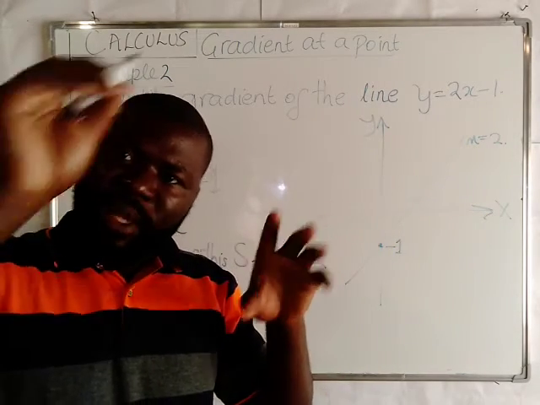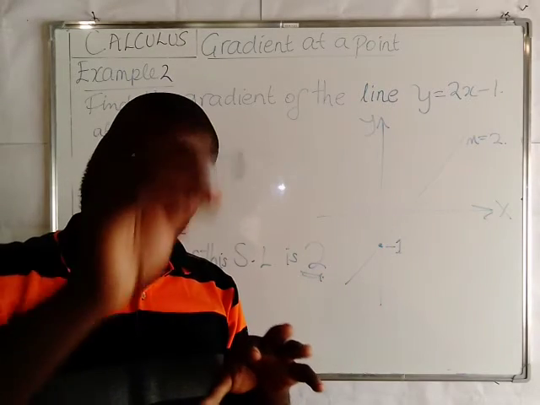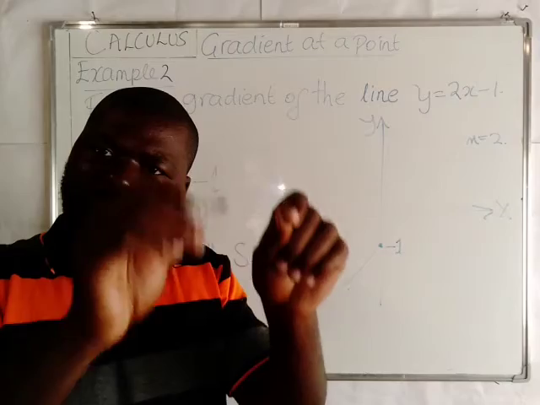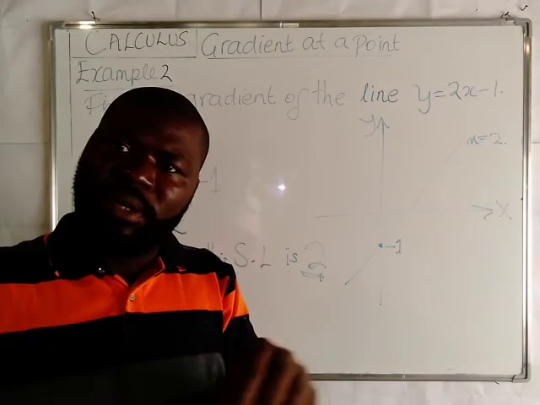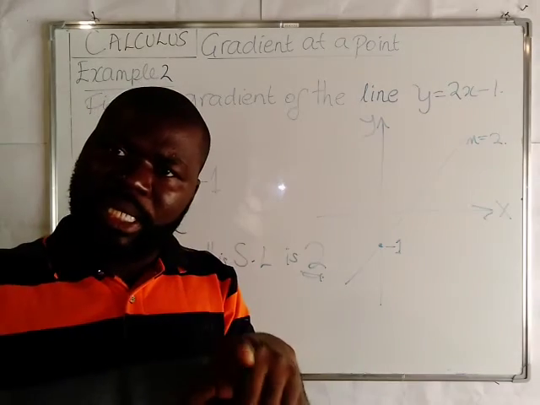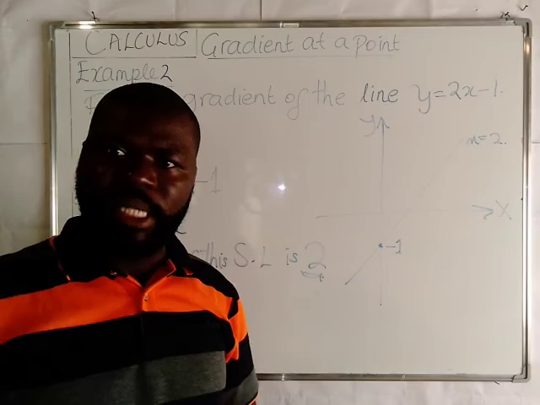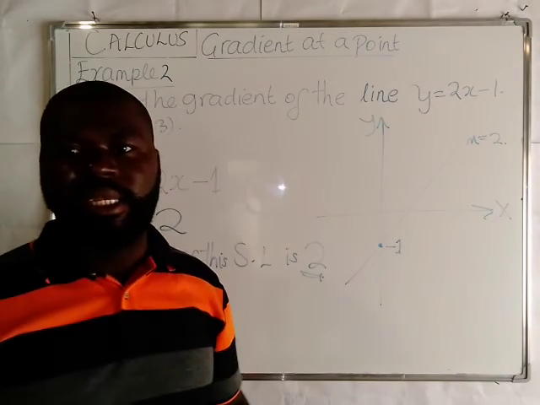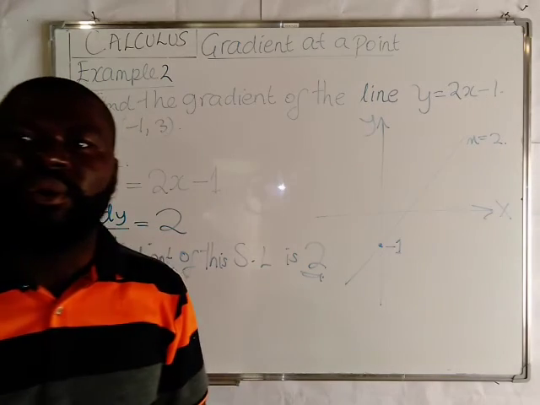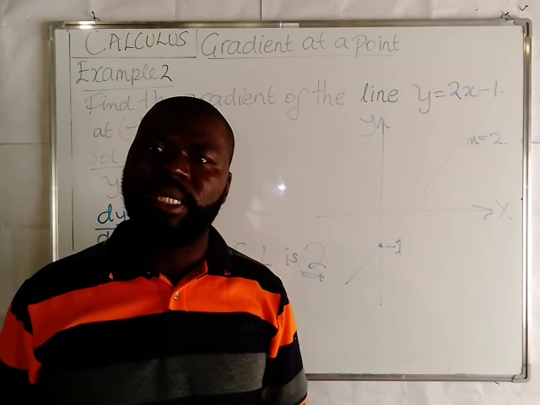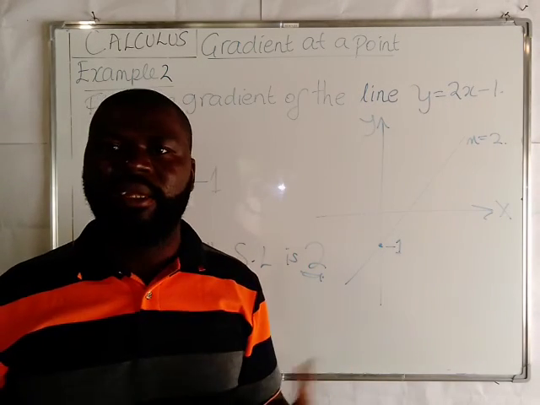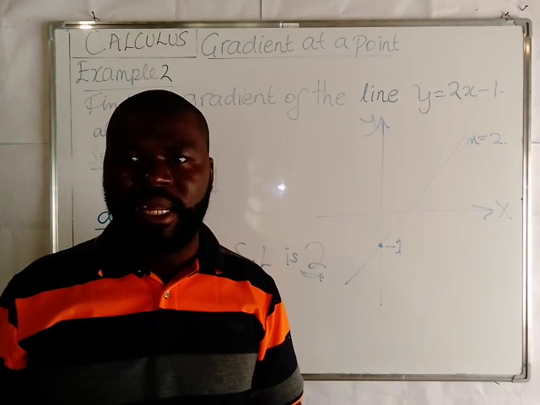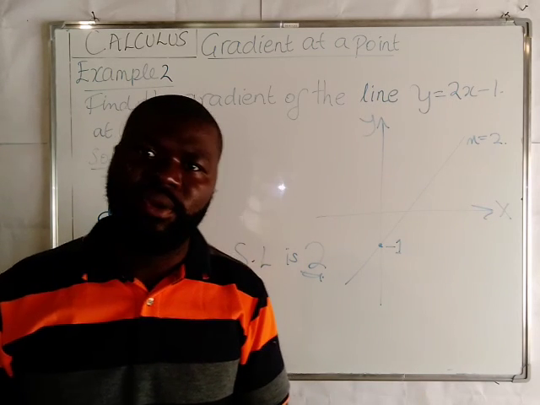Because when you have a curve, the gradient of a curve differs according to the points of interest. So the gradient differs. Sometimes it is negative, it is 0, it is 1, like that. It differs according to at what point you are getting the gradient. But this is a straight line. The gradient is uniform. So it doesn't matter at any point, the gradient is uniform.